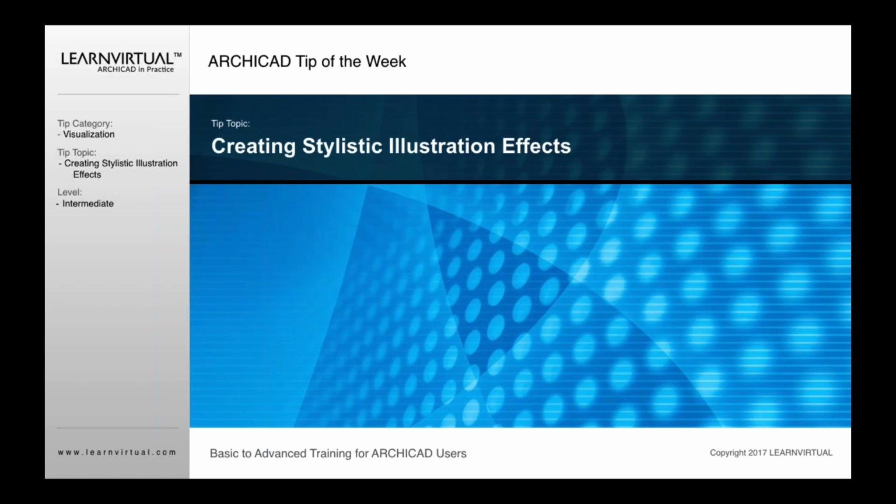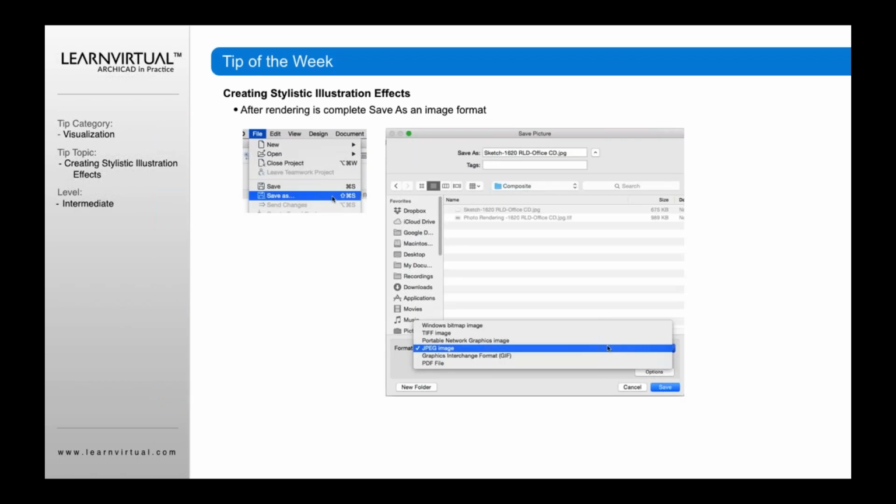Today in our tip of the week, we'll look at how to create these stylistic effects using Photoshop. Of course, as I mentioned, you can use other photo editing programs as well. So the first thing you want to do, once you've got that rendering done, is save it out as a JPEG file or some other image format that your photo editor can open.